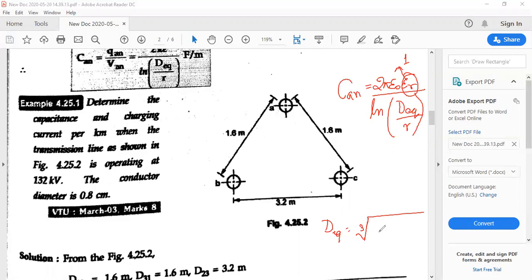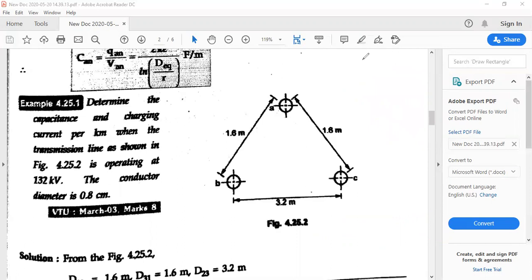distances between the conductors. When I talk about the distances, it is nothing but the distance between all three conductors. So DAB is a distance, DBC is a distance, DCA is a distance. If you take the cube root of the product of all three distances, you will get D equivalent, and at the same time you will get r. That's how you can proceed with the given problem.